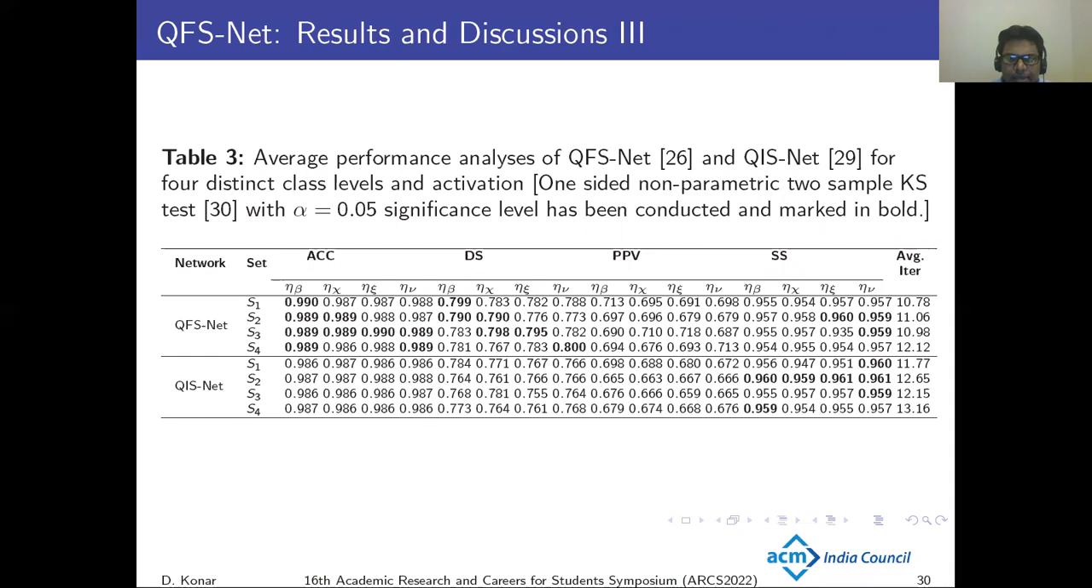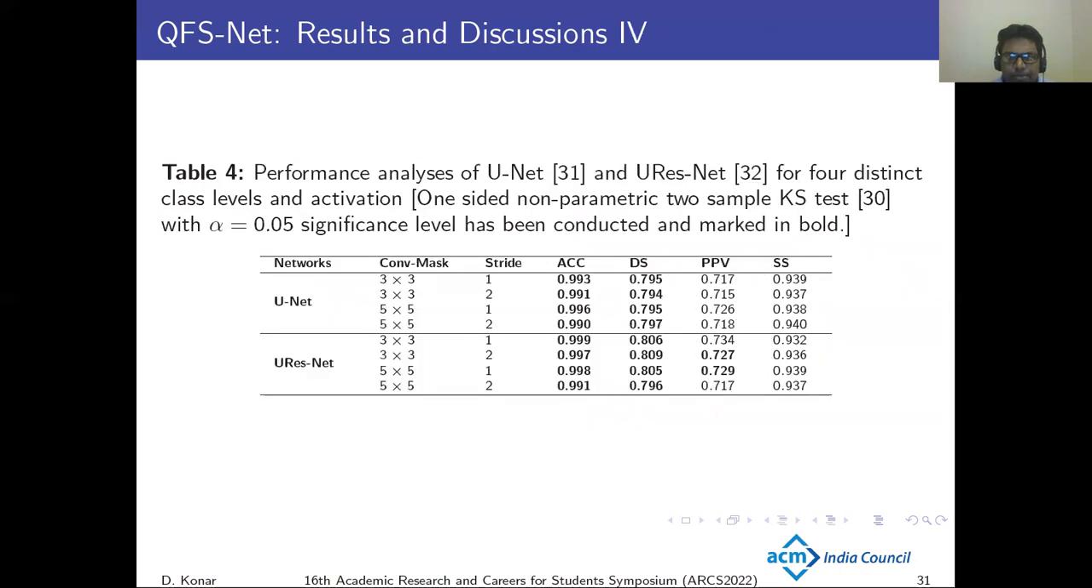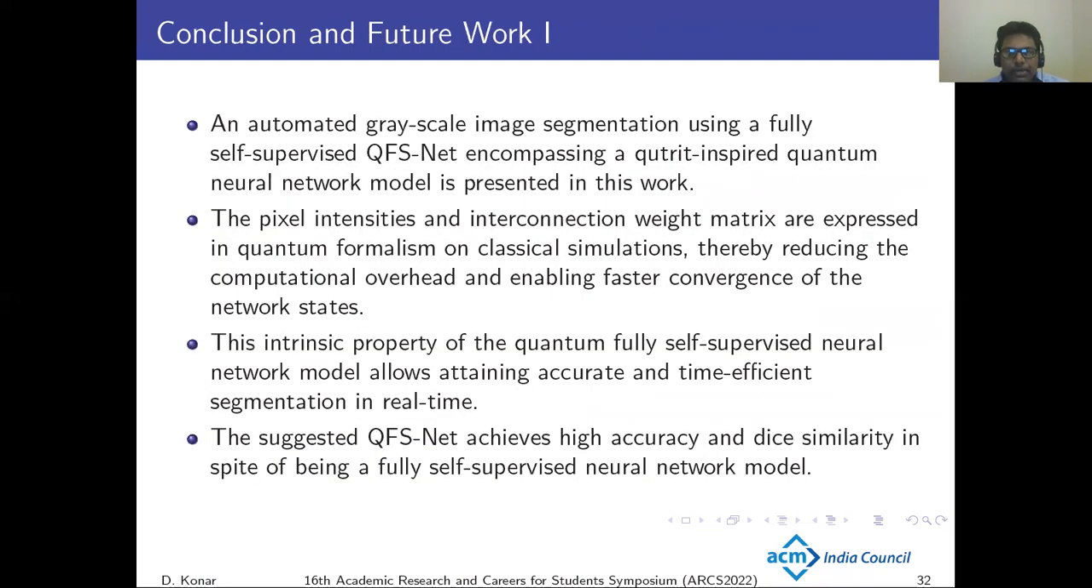That is, we are 798, 799, whereas in QISNet, the qubits network, dissimilarity is 768. So we have improved the result. But still UNet and UDesNet are, I will not say much, marginally higher than us. That is 806, UDesNet giving dissimilarity 806. However, despite being a self-supervised network architecture, we are obtaining very good accuracies and dissimilarity compared to UNet and UDesNet, which are fully supervised.